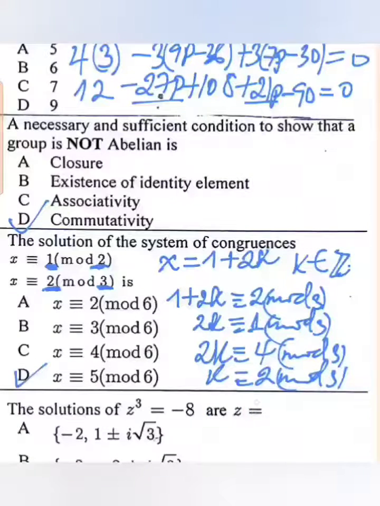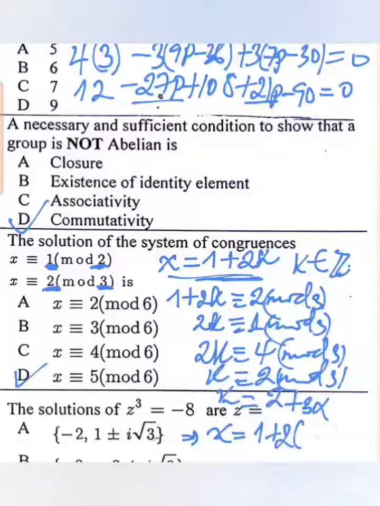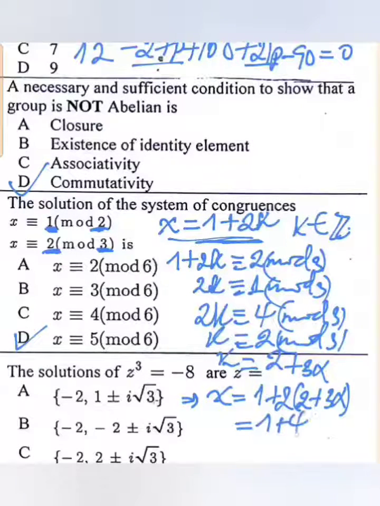I'll write again that k in the division algorithm form as k equals 2 plus 3 times alpha, another integer, and I will take that k now and substitute in this first equation, so that I have x equals 1 plus 2 into k, and k now is 2 plus 3 alpha. So I get 1 plus 4 plus 6 alpha, so that x now will be equal to 5 plus 6 alpha. So x is congruent to 5 in mod 6, so that 5 becomes the smallest natural number that can satisfy the two congruences, and again it corresponds to D as the correct option.